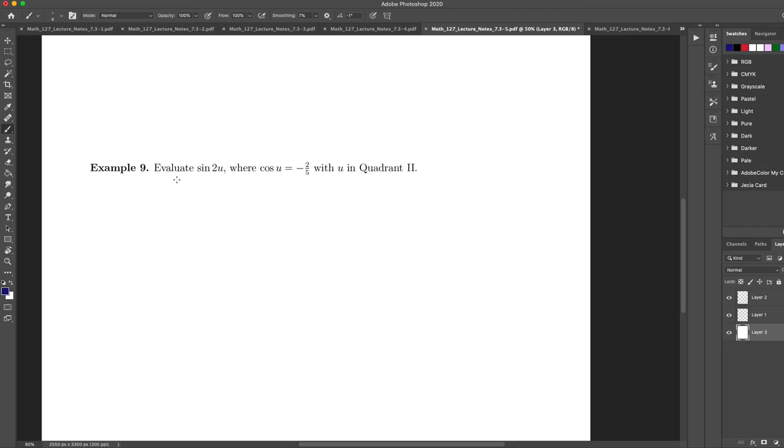Alright. Evaluate sine of 2u if u is this and u is in quadrant 2. So let's go ahead and do that.